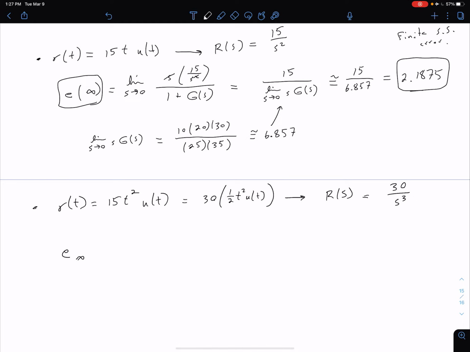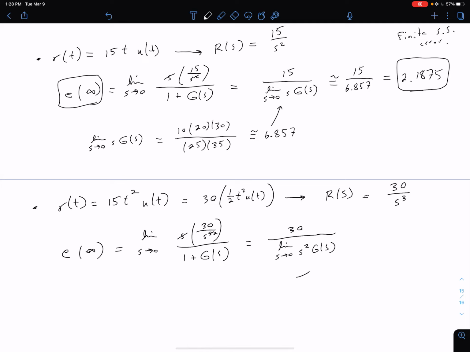So our e of infinity, our steady state error, as t goes to infinity, is equal to the limit as s goes to 0 of s times our r of s, which is 30 over s cubed, divided by 1 plus g of s. Again, I've gone back to the general form. That cancels out with one of those, and we now have an s squared being multiplied by our denominator. So we have 30 over the limit as s goes to 0 of s squared g of s. We recognize this as the form for a parabolic input to our unity feedback system.